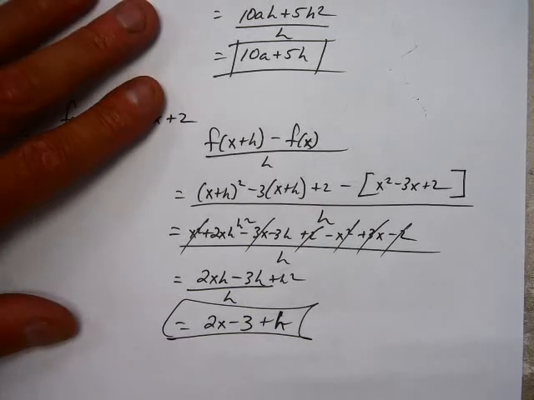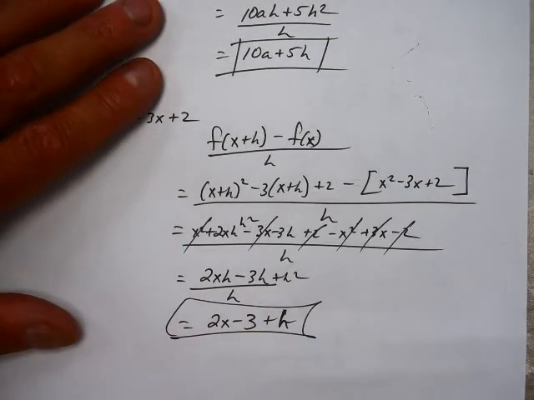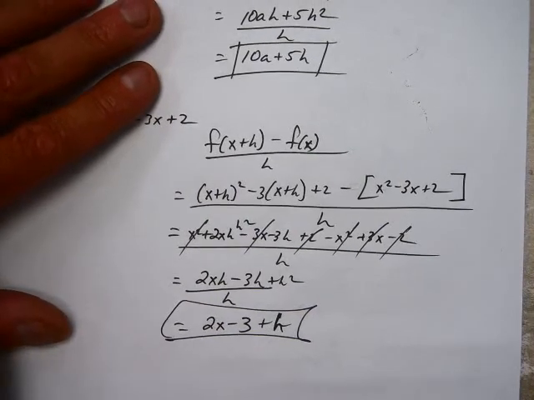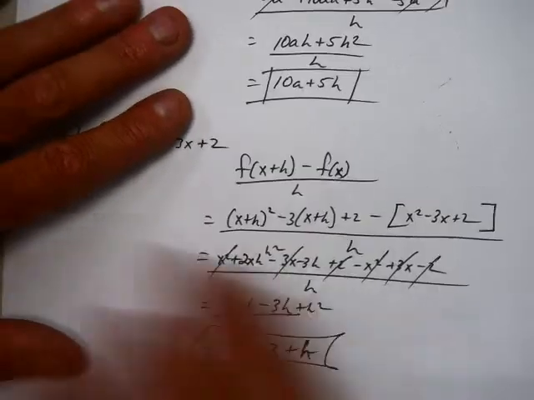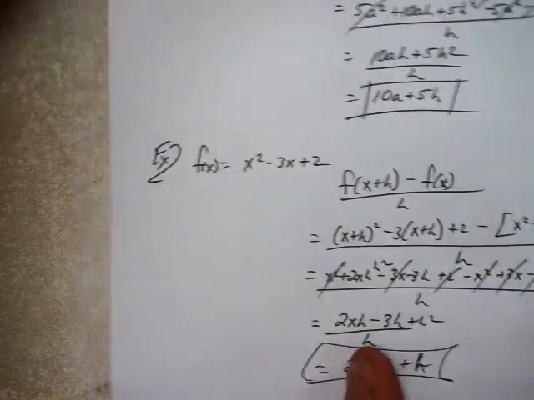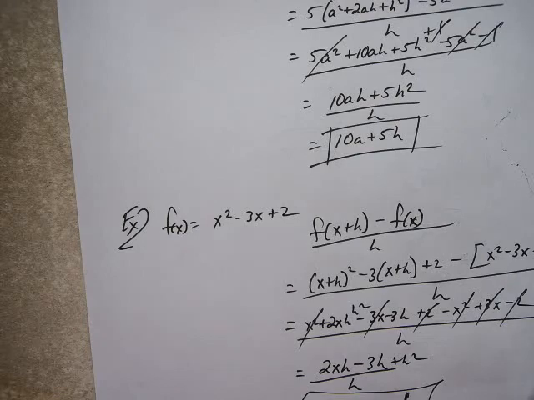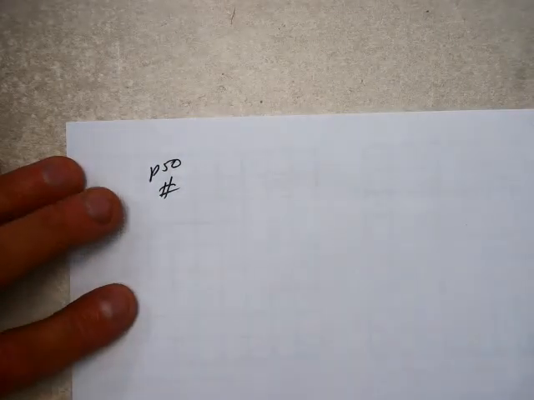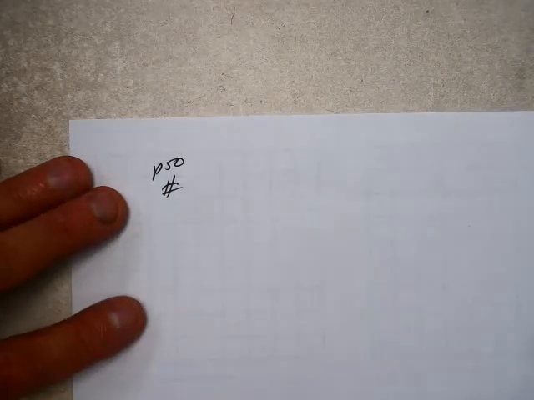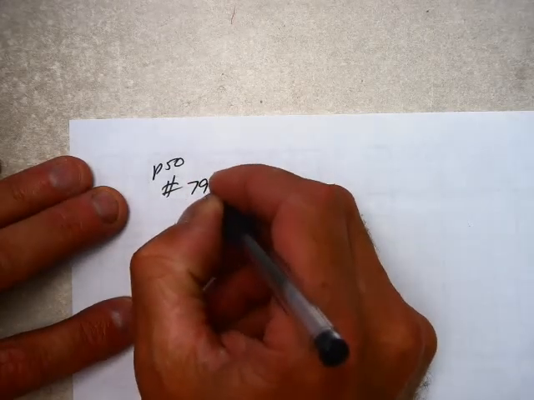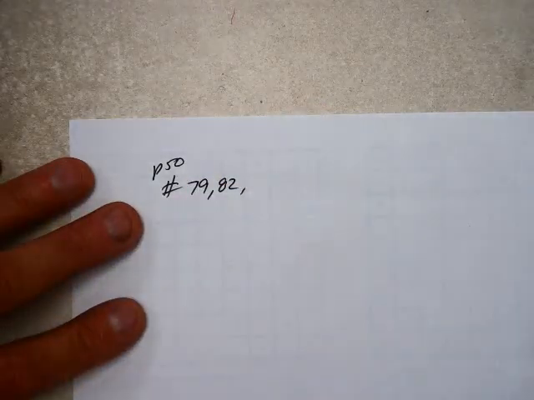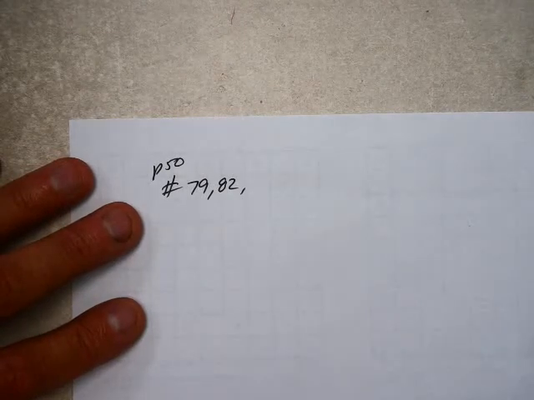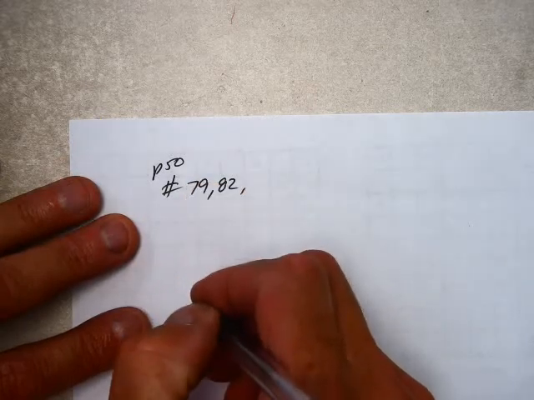Okay. So there's other things I could pile on, but I just want to focus on this today. Let's focus on difference quotients. Okay? So I'm going to write up a couple more, and then you guys are going to work on these tonight. So first thing we're going to do is page 50, numbers 79 and 82. Okay? Not too worried about 81 at this point. And then I'm going to give you three more.